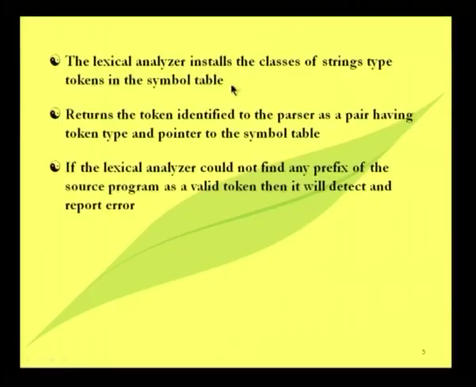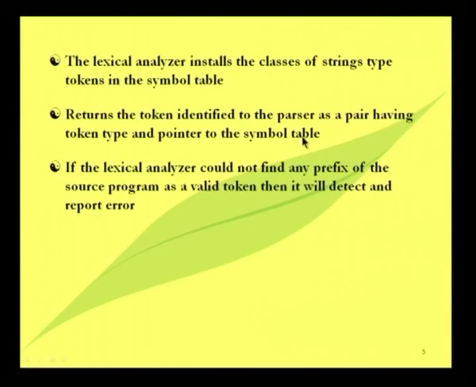So, the lexical analyzer installs the class of strings type of tokens into the symbol table and returns the identified token to the parser as a pair having the token type and a pointer to the symbol table. So, every token will be converted into a pair if it is of the class of strings type. But in the case of operators, if you want, you can even return the operators as a pair, saying that the first one is that it is an operator, and the second is which operator it is.